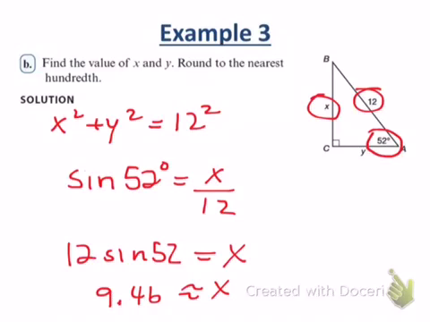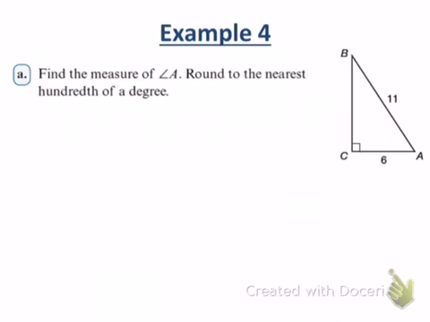Now, to find y, I could take this and plug it into the Pythagorean theorem at this point, or I could use a trig ratio for y and the hypotenuse. I could say that the cosine of 52 degrees equals y over 12, multiplied by 12. That's probably easier than using the Pythagorean theorem to get y. Okay? Good enough? Now let's get to the sticky part of this. And I know we're going to run a minute or two over, but that's just the way it's going to be. Find the measure of angle A.